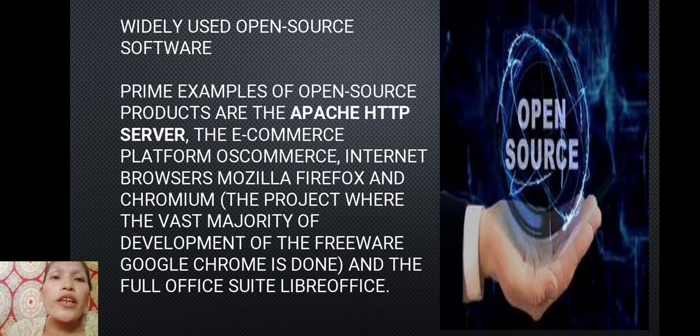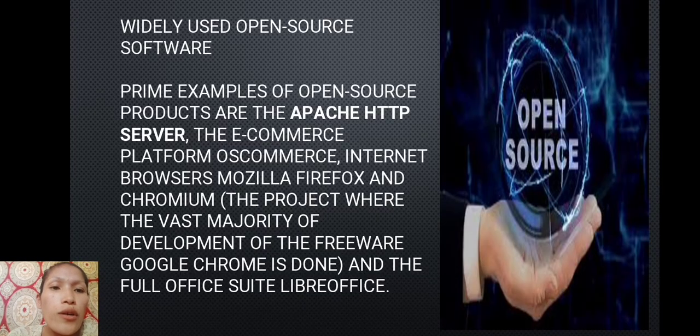So, what is widely used open source software? Prime examples of open source products are the Apache HTTP server, the e-commerce platform OS Commerce, then internet browsers, Mozilla Firefox, and Chromium. Chromium is the project where the vast majority of development of the freeware Google Chrome is done, and the full Office suite Libre Office.